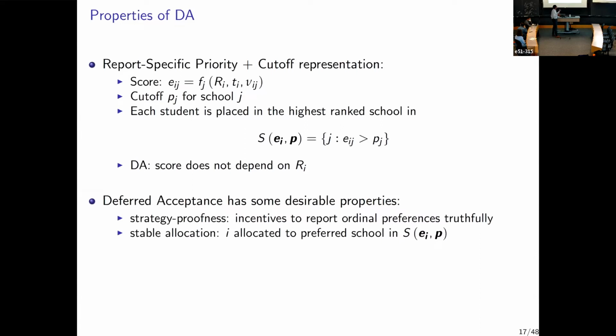That is one way to think about what DA is doing in this context. That means that DA is going to have two of the properties that you already mentioned: strategy proofness, agents are not going to have incentives to misreport their preferences. In fact, they're going to have incentives to report ordinal preferences truthfully, and we're going to have a stable allocation. That is, each student is going to be allocated to the school that they prefer among the schools that are in what Irene called the budget set. Essentially, they call it S here. She denoted it by B.